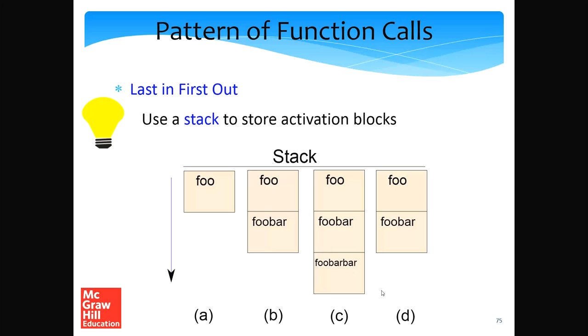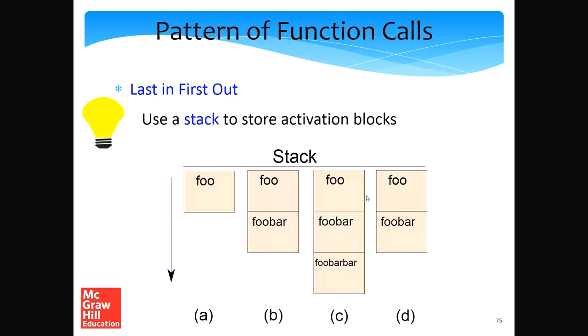where a stack is something as simple as a stack of books, right? So we just stack one over the other. So the book that we added last is also the first that comes out. So similarly, we can store activation blocks as a stack where essentially we store foo, then we store foo bar below it, we store foo bar bar below it. And so these can be treated as memory regions.